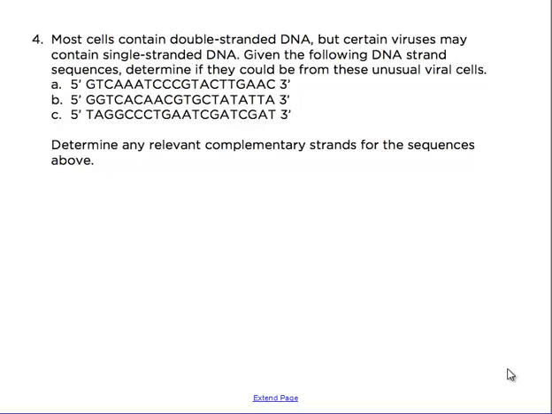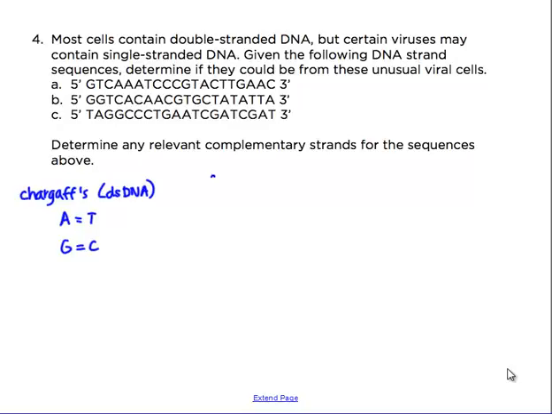Okay, so remember that when we're looking for double-stranded DNA versus single-stranded DNA, Chargaff's rules are only obeyed in double-stranded DNA because of base pairing. This is where the number of A's equals the number of T's, and the number of G's equals the number of C's. So let's look through and count the number of every base and see if these could be double-stranded or single-stranded.